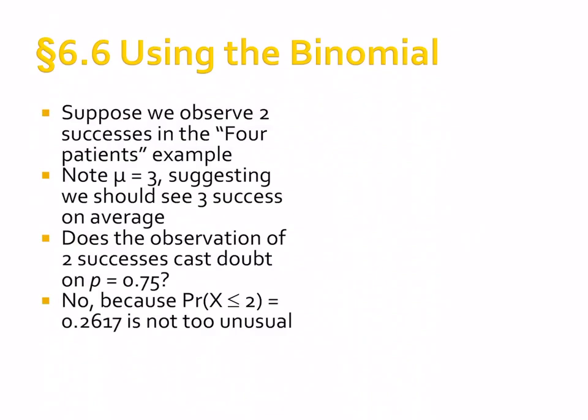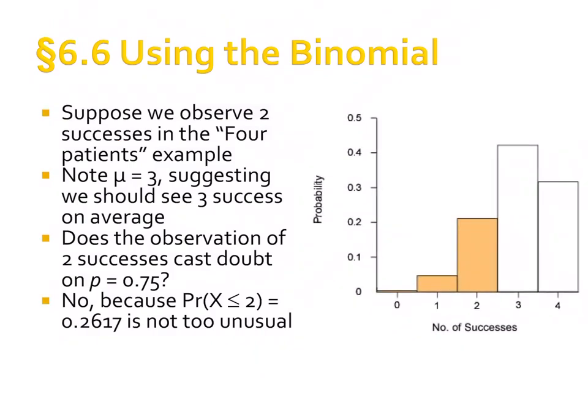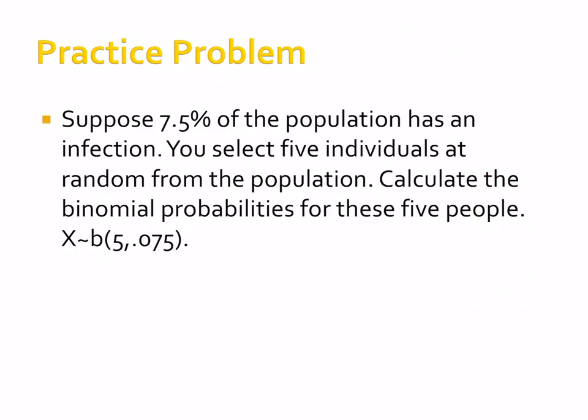So using the binomial, suppose we observe 2 successes in the 4 patient example. We note that mu equals 3, right? That suggests we should see 3 successes on average. Thus the observation of 2 successes casts doubt on p equaling 0.75, and we would say no, because the probability of x less than or equal to 2 is 0.2617, which is not too unusual, right? If we're expecting 3, but we get 2, is it out of the realm? For this particular example, we would state no.